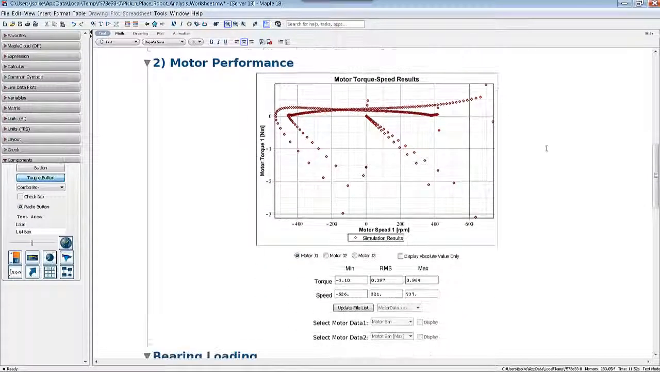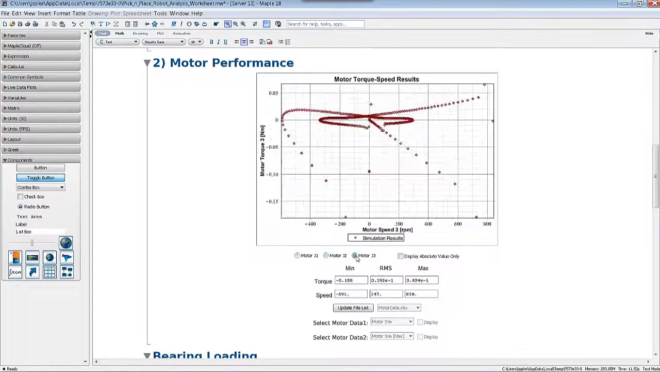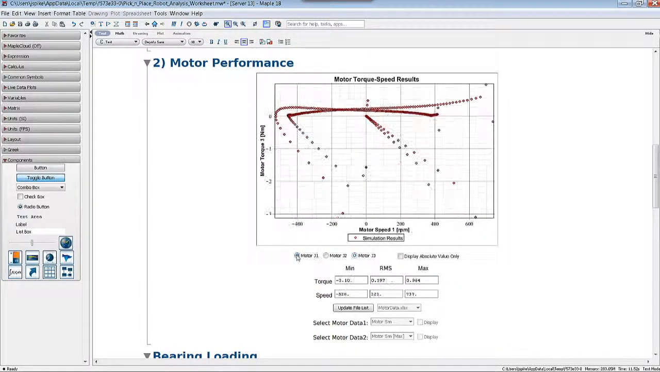Next, I have a specific plot generated for the motor characteristics. Here, the motor information can be presented for each of the motors. Each one of these motors has its information presented on the motor side of the gearbox, where we can see the motor speed and the motor torque. The plot points are laid out as data points throughout the performance of the operation.